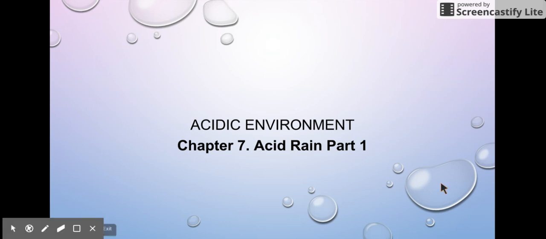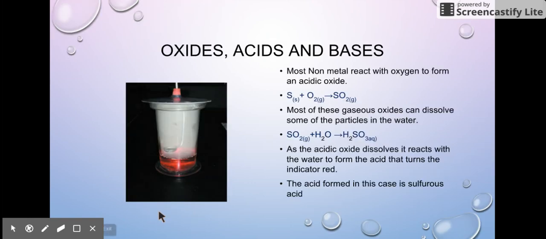The first section of the acidic environment was about using indicators, and this section leads into dealing with acid rain. It's chapter 7 in your textbooks.